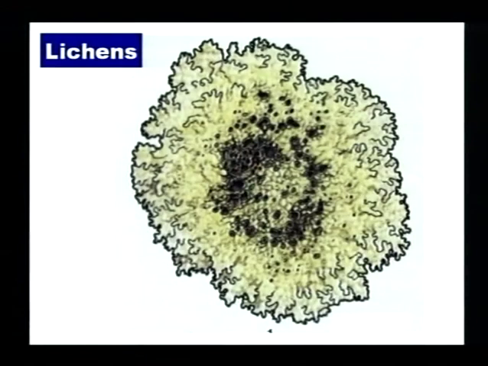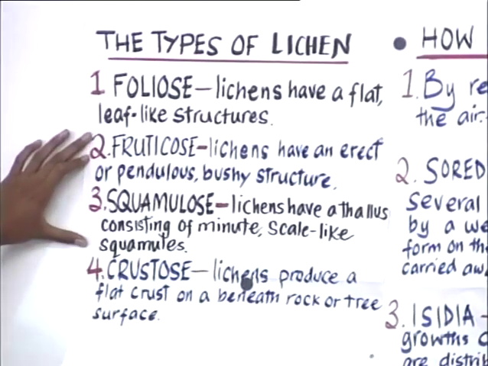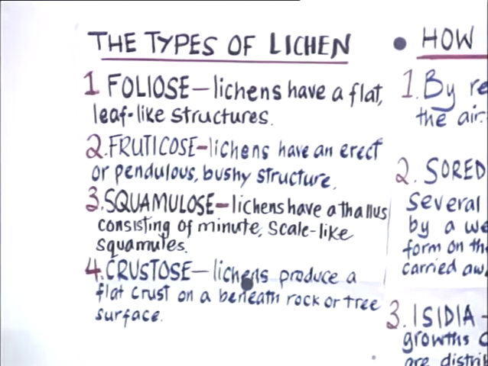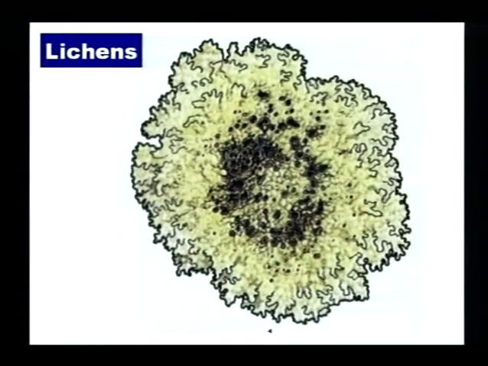Okay, you can recognize a lichen by looking at the thallus, or the body, of a lichen. As you can see on the monitor, there are 4 types of lichens: the foliose, the fruticose, the squamulose and the crustose. On the monitor is the foliose, which is the leaf-like structure.